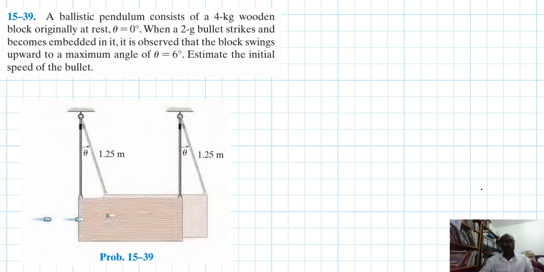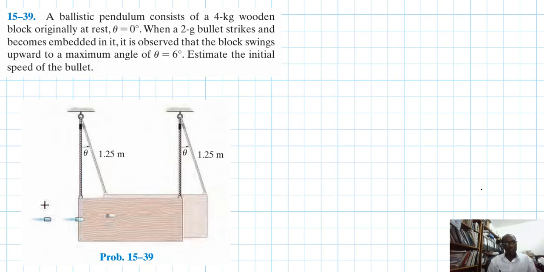The problem reads: a ballistic pendulum consists of a 4 kg wooden block, originally at rest at 0 degrees. When a 2 gram bullet strikes and becomes embedded in it, it is observed that the block swings upward to a maximum angle of 6 degrees. Estimate the initial speed of the bullet. This problem is coming from Engineering Mechanics and Dynamics, 14th edition by R.C. Hibbeler. So what do we have here?